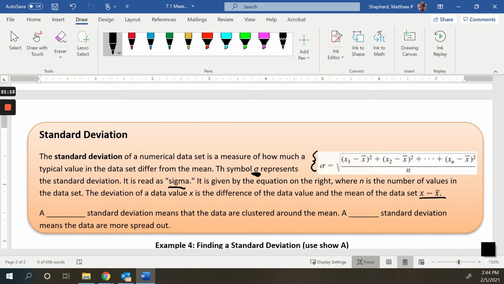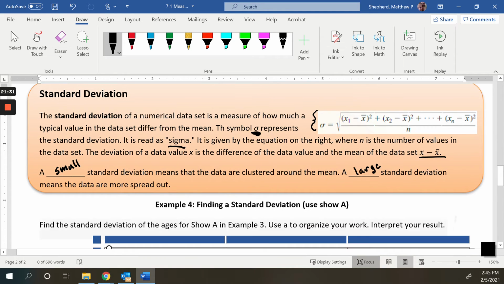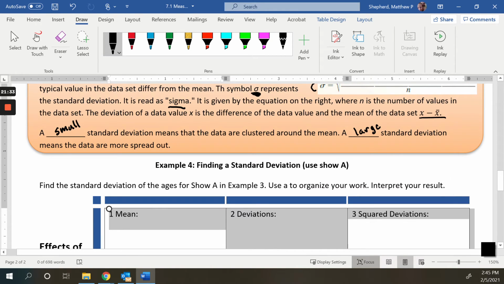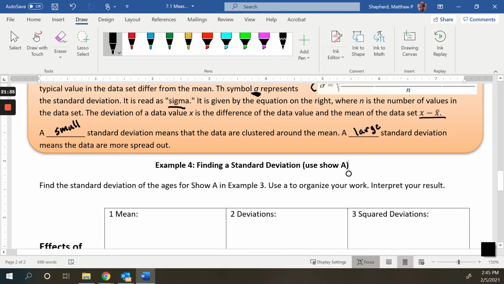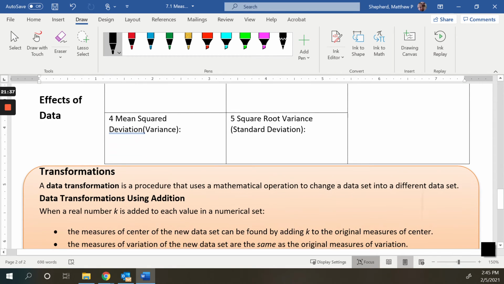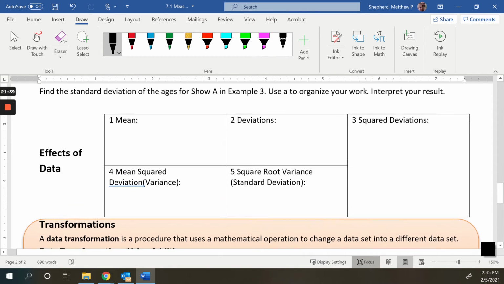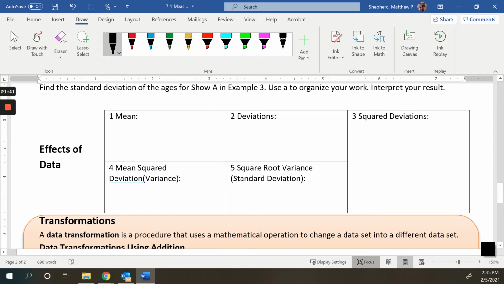Okay, so a small standard deviation is going to mean that all the data are clustered around the mean. They're close to the mean. A large standard deviation means it's more spread out. Now, maybe that was kind of hard to understand. So let's look at it in use, in how it would be calculated, and hopefully it makes more sense.